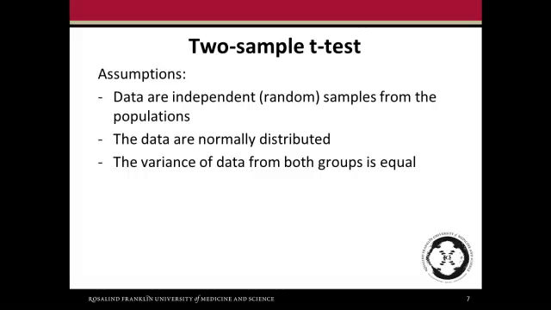And we have to have some general assumptions when we're using this type of t-test, including that our data are independent samples from the populations, so often random samples, that our data are normally distributed, that makes this a parametric t-test, and that the variance of the data from the groups are equal.